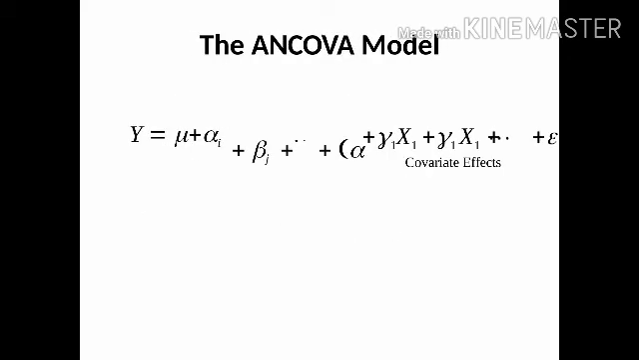And here you can see the ANCOVA model: y equals mu plus alpha i plus beta j, etc., plus gamma 1 x1 plus gamma 2 x2, etc., plus epsilon, where gamma 1 x1 plus gamma 2 x2, etc., is considered as the covariate effects.